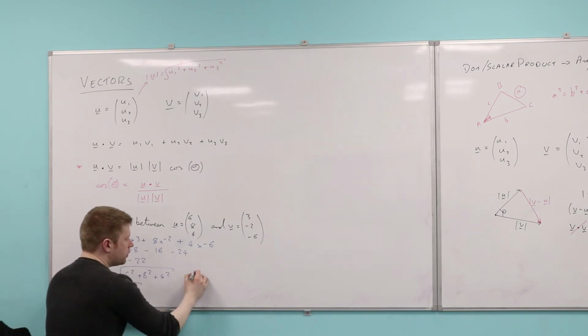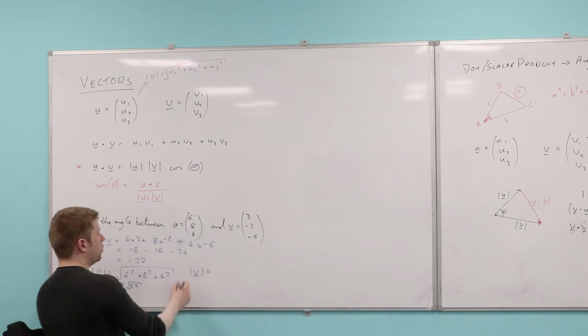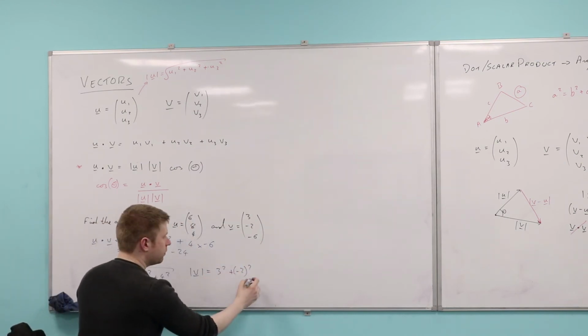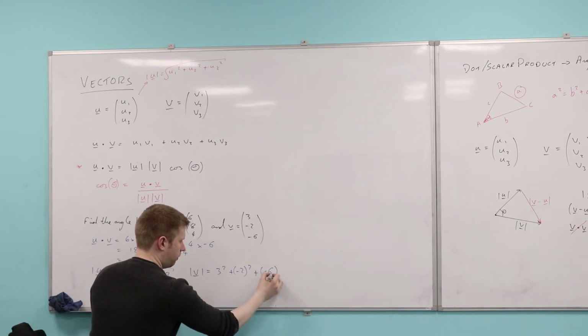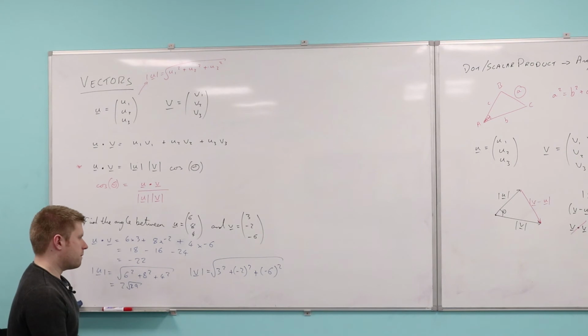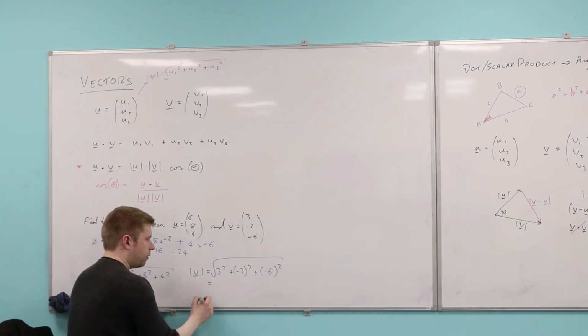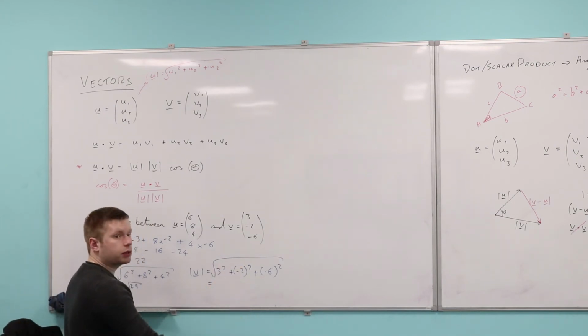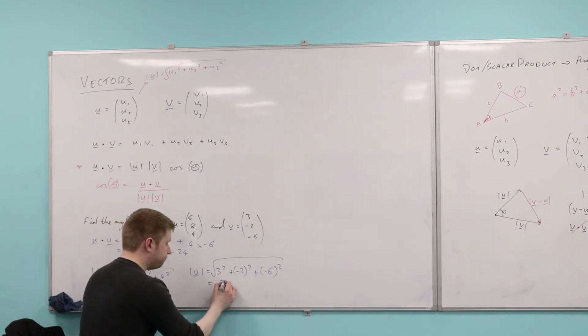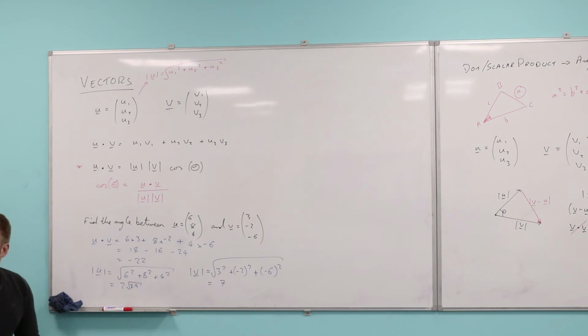And then what about the modulus of v? The modulus of v will just be 3 squared plus -2 squared. Remember to put brackets in. Plus -6 squared, square rooted. 3 squared plus 2 squared plus 6 squared, if you like. That's 9 plus 4 plus 36. What do we get? 49, so 7. There you go. Now all I do is utilize this formula and I'm away.